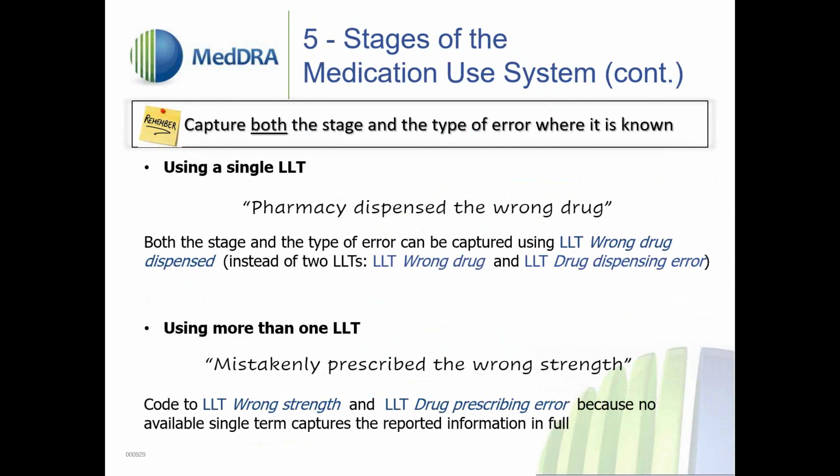But sometimes you may not find a suitable combination term. If it is reported that the doctor mistakenly prescribed the wrong drug strength, you would have to split to capture the reported information in full by assigning wrong strength. So with this, you would capture the specific error and LLT drug prescribing error in order to capture the stage where this error occurred.